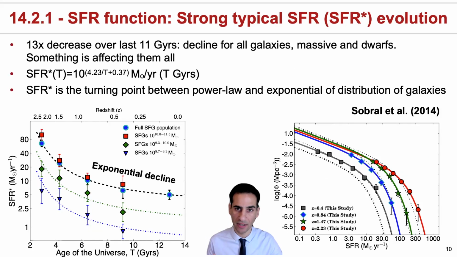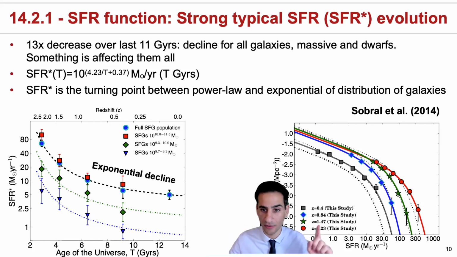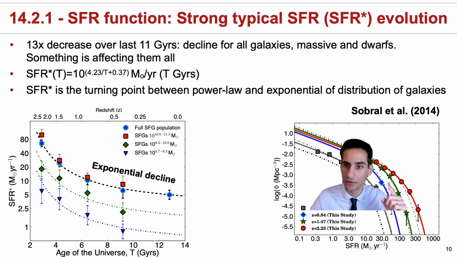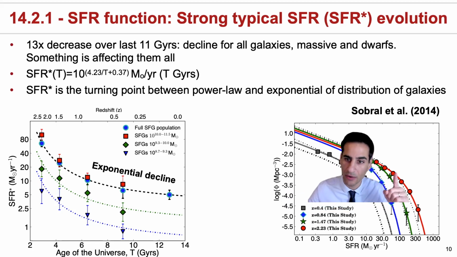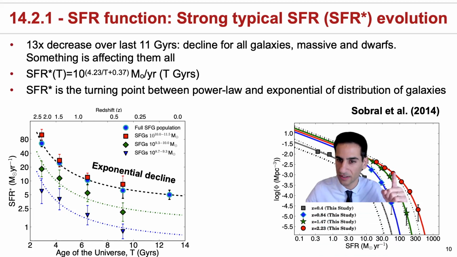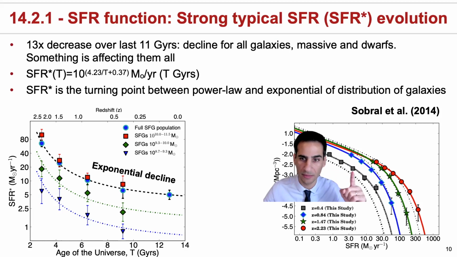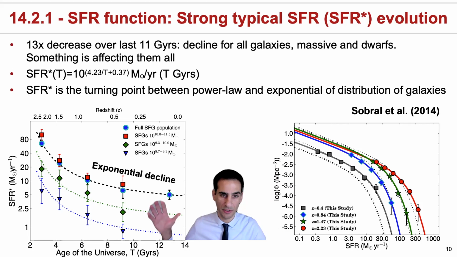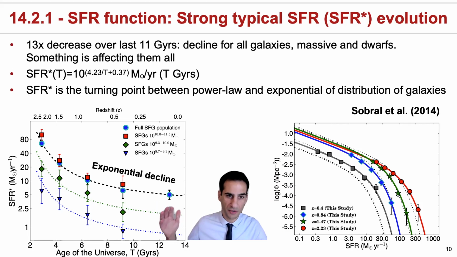We can even quantify this change of the typical star formation rate, or the knee of the star formation rate function, essentially how much this evolves if we go back, or if we go forward in time, from almost 100, more like 80 solar masses per year, all the way down to something like 5 solar masses per year. And if you plot that, you can produce a plot like this, and you can show that the decline of the typical star formation rate of a galaxy is pretty much exponential.